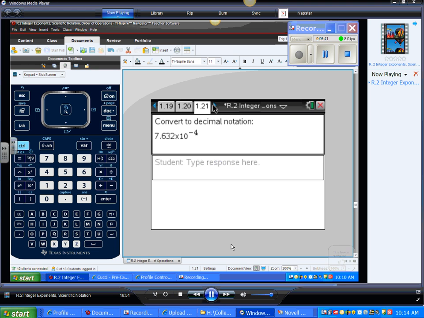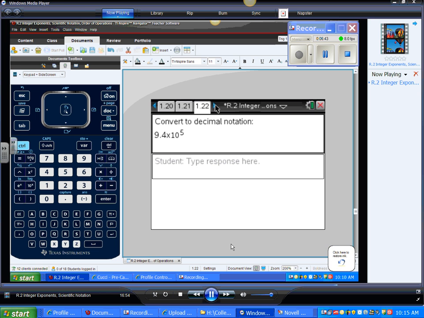Next. Okay, so the exponent is positive, which means the number should be getting larger. We're going to move to the right. Oh, my board is going a little wacky here. Sorry about that.